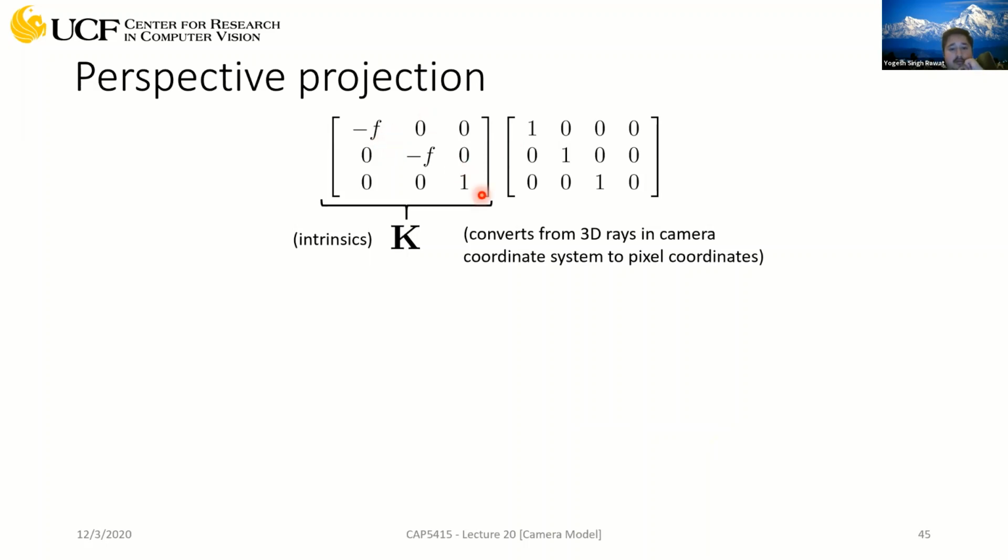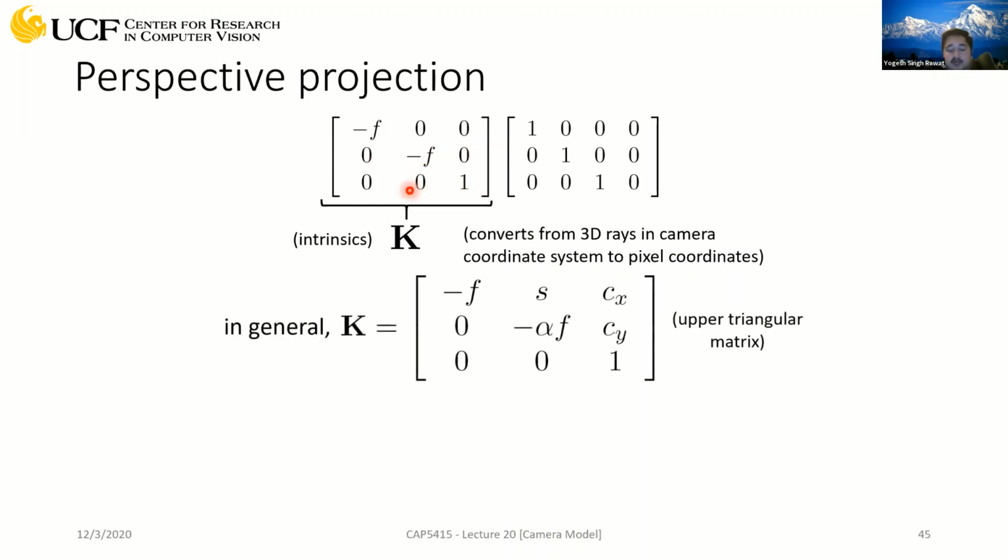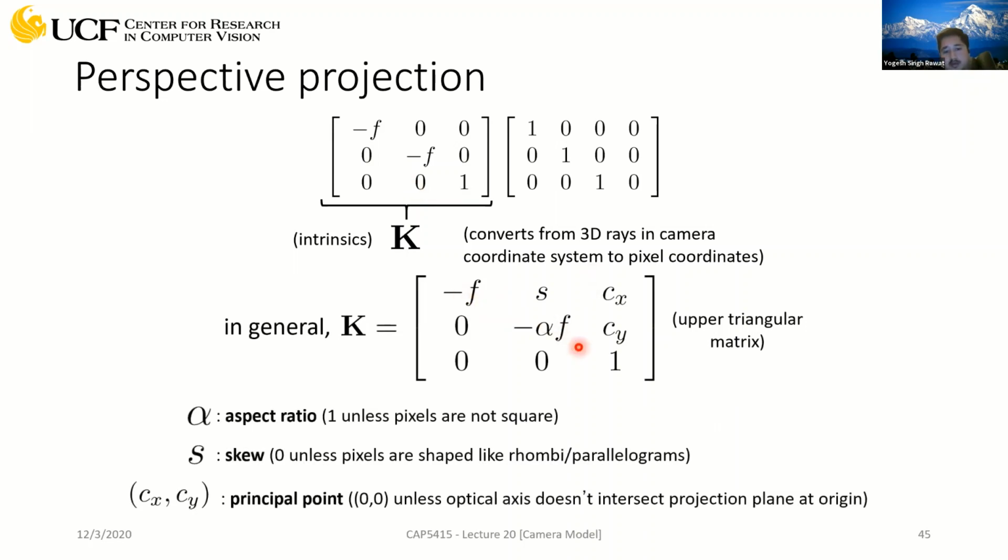So we already covered that. We can do that using perspective projection. That's the matrix we use. All right. But this is a very basic matrix. A more general form is something like this, where you can have a different focal length in X and Y direction. So it could be fx and fy as well.